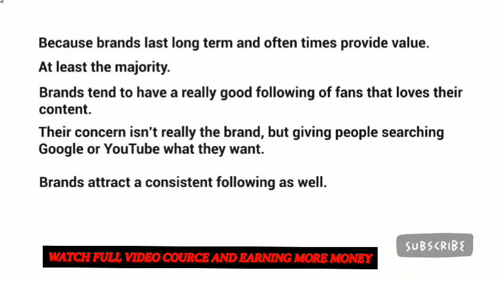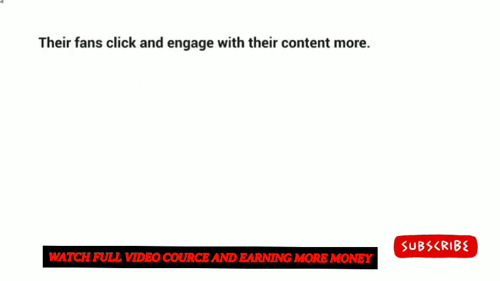Now, you'll notice that brands attract a consistent following as well. So Google likes it when they find that there's not only a good following, but good engagement and good interaction. So their fans click and engage with their content more. And YouTube likes that. They love engagement. If you take a look at videos that rank really well, you'll notice a commonality: they have a lot of likes, they have a lot of comments. Essentially, they have engagement. And engagement is essentially the currency of YouTube.